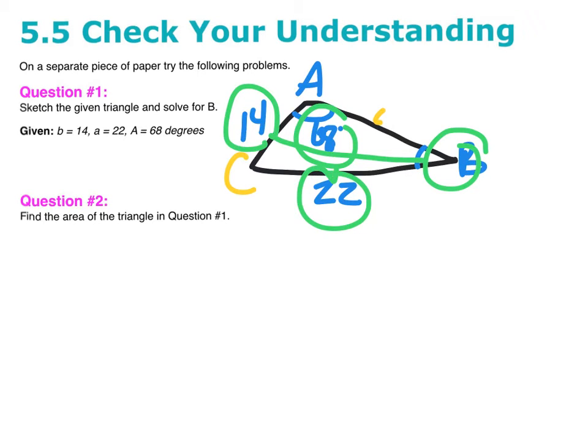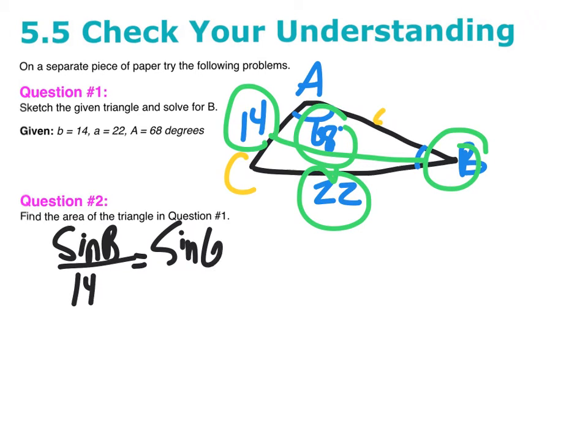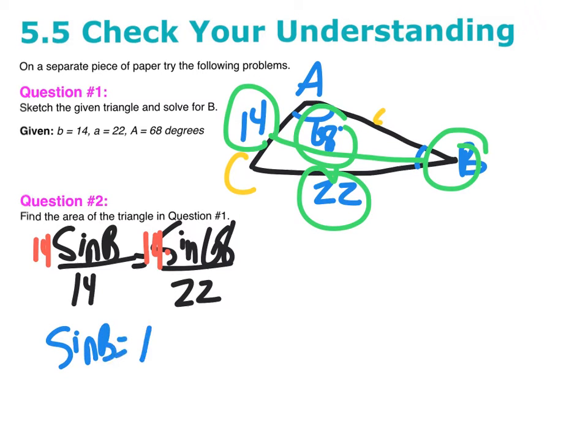So I want to solve for angle B, so I'm going to put my angles on the top. I'm going to write it as the sine of B over 14 is equal to the sine of 68 degrees over 22. Now to get the sine of B by itself, I'm going to multiply by 14 on both sides. So what I actually have now is the sine of B equals 14 times the sine of 68 over 22. I can put this value into my calculator.